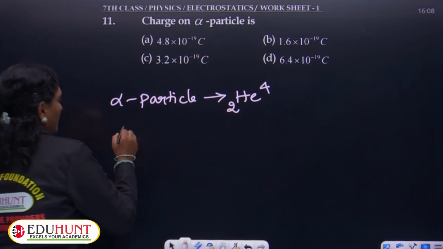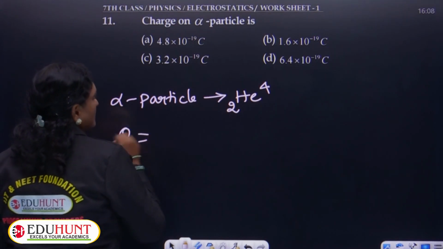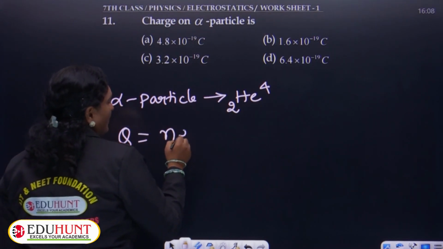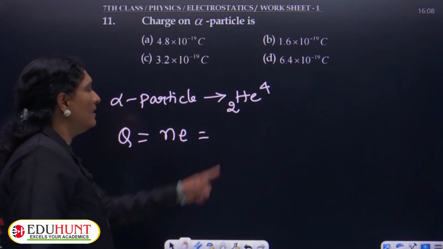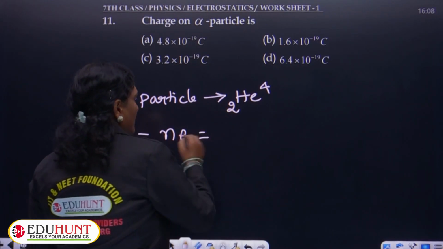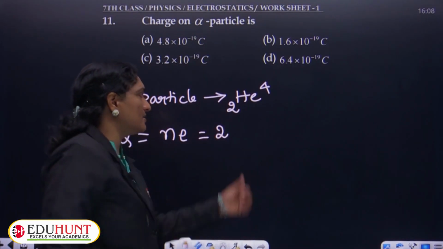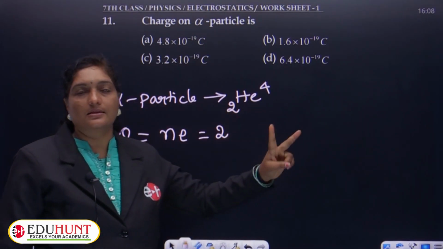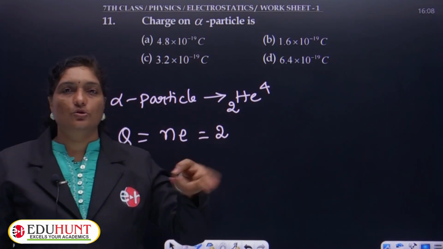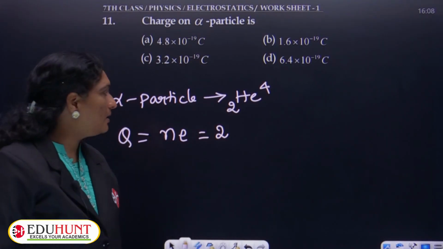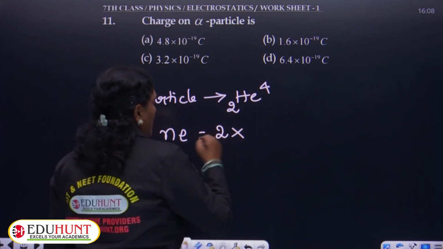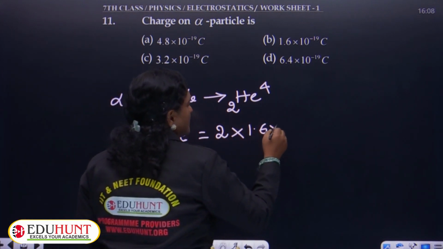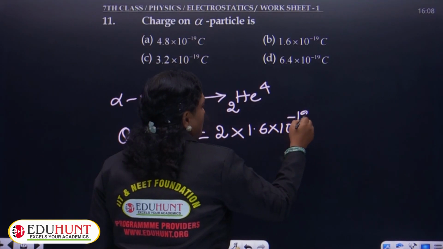So charge of an alpha particle Q is given as N e, where N is the number of electrons. So how many electrons are there here? 2. The atomic number 2 indicates it consists of 2 electrons and 2 protons. So the number of charges is taken as 2 and the charge of each is 1.6 into 10 power minus 19.